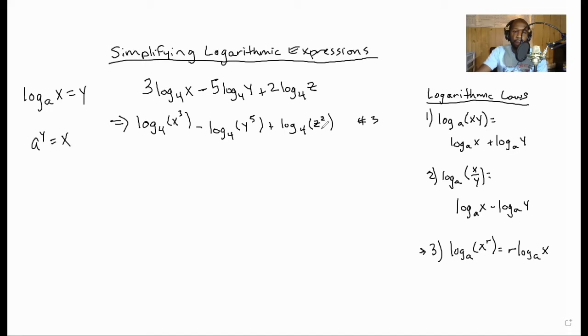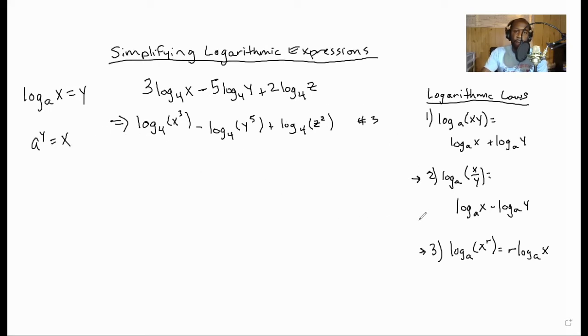All right, so let's combine it further. We have a log minus a log, so we can apply logarithmic law number 2, excuse me. We're going to apply this one, and then we're going to apply this other one later on.